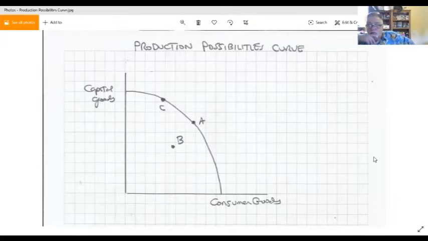The graph here. Capital goods I'll usually put on the Y. It doesn't have to be on the Y-axis, but it is here. So capital goods on Y, consumer goods on the X-axis. The arc represents a country that is working at 100% capacity to do what it needs to do. Okay, this is 100% efficiency. So points A and C would be that mixture.